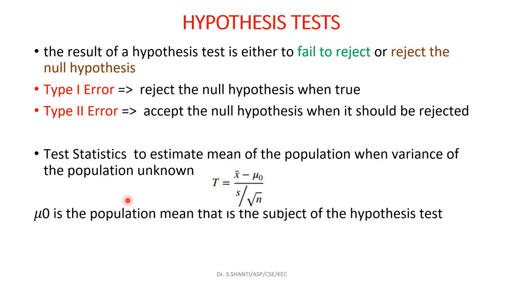When we reject the null hypothesis or fail to reject the null hypothesis, there may be a possibility of error. That may be either type 1 error or type 2 error. So what is type 1 error? Reject the null hypothesis when it is true. What is type 2 error? Accept the null hypothesis when it should be rejected.